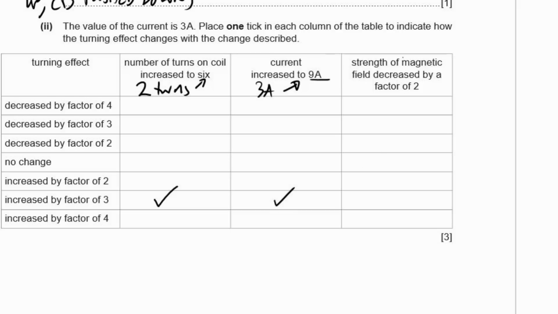And finally, the strength of the magnetic field is decreased by a factor of 2. Okay, well, if the magnetic field is decreased by 2, then the force on each side will be decreased by 2 as well, and the turning effect decreases by a factor of 2 as well.